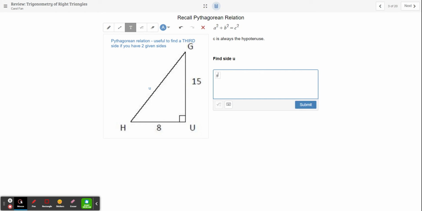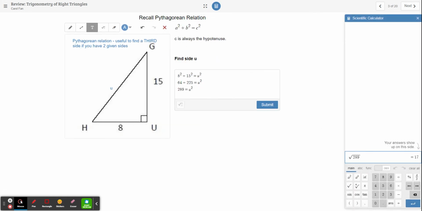So we have 8 squared plus 15 squared is equal to u squared. Let's solve it now. So we have 64 plus 225 is equal to u squared. We're going to collect our like terms. 289 is equal to u squared. And for us to undo the u squared, we need to take the square root on both sides. So square root of 289 is equal to 17.